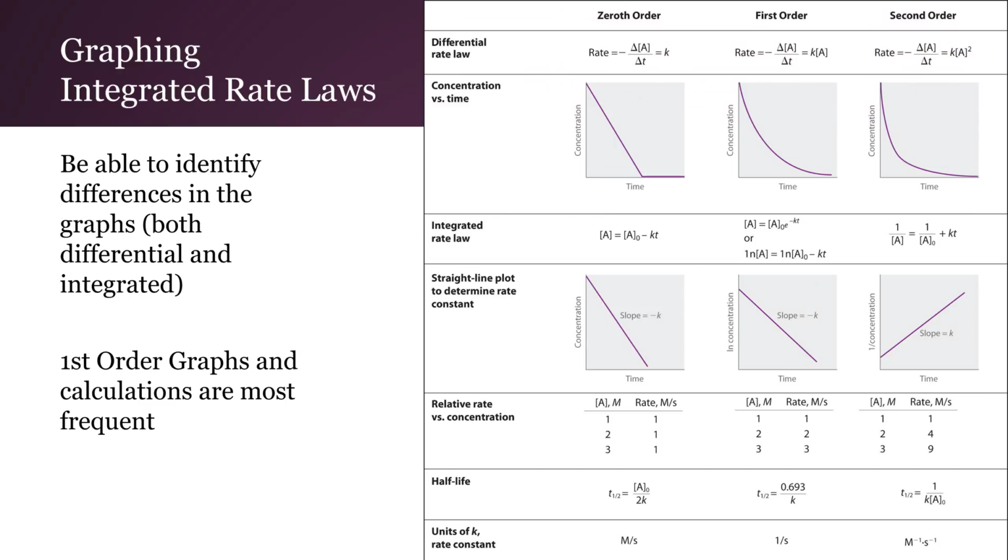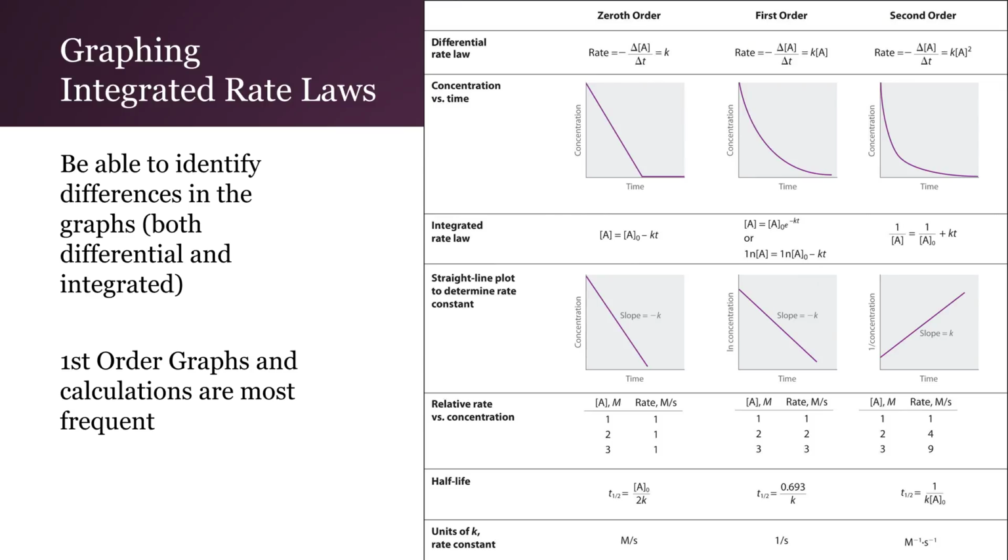So here are some graphs that you can identify. If it's the differential rate laws, the differential graphs, they're all concentration versus time. If it's zero order, concentration goes straight down over time, so it's a straight line. For first order, there's a slight curve to it. And for second order, it's a more drastic curve. They call it an asymptotic curve, I guess.